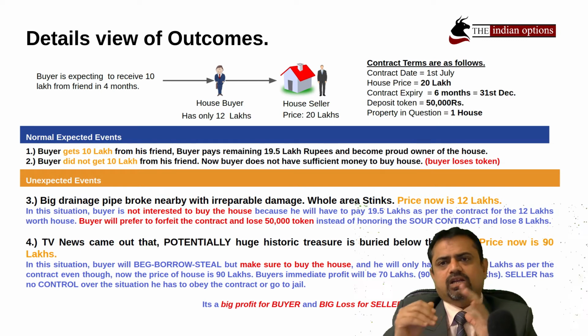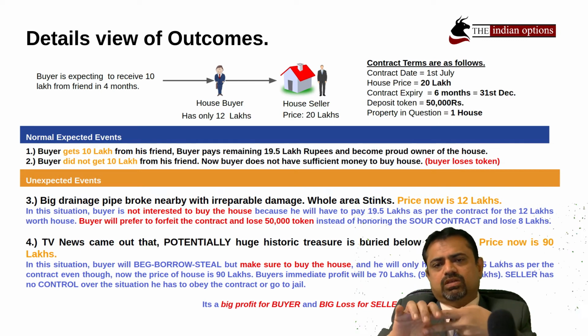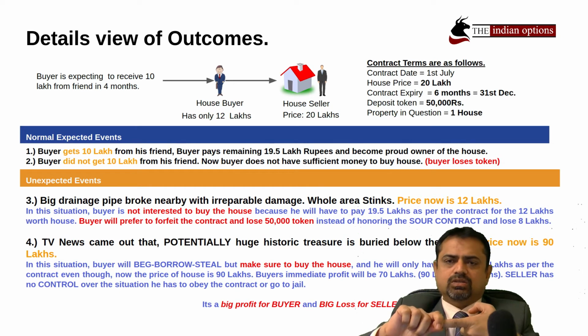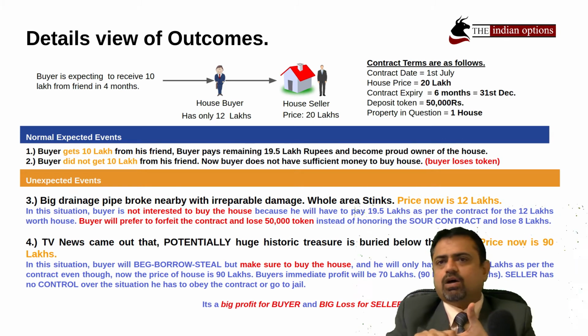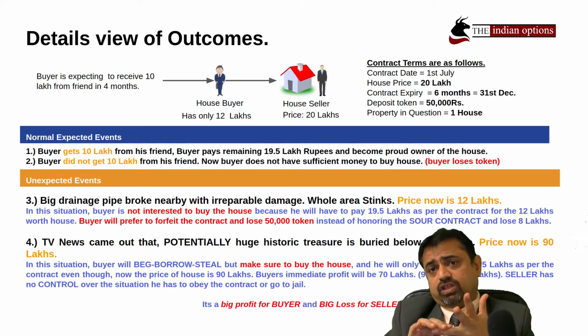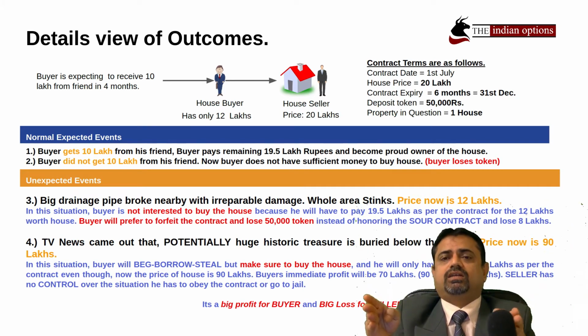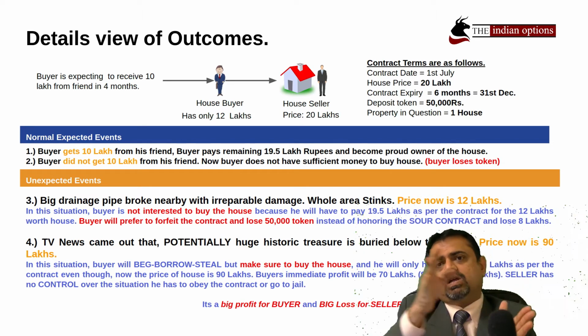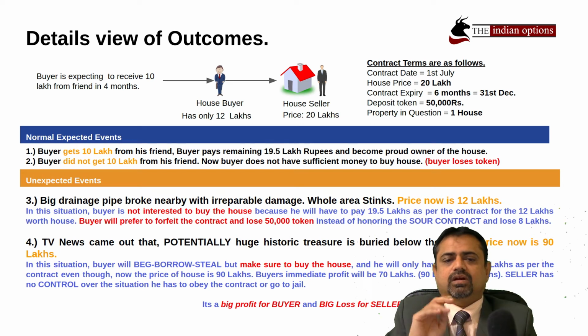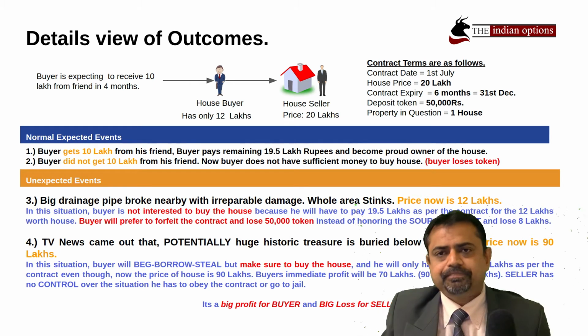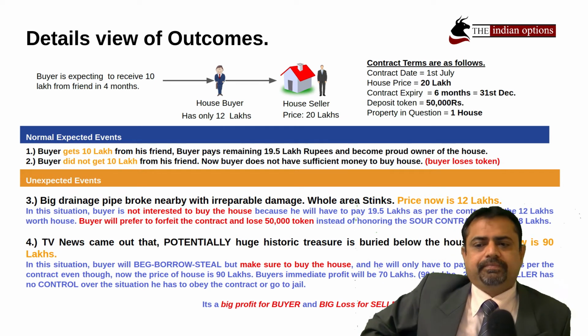Now, if you really look at it, the first 2 scenarios, the buyer purchasing the house or the buyer not purchasing the house, these were the normal expected outcomes of this whole scenario. Now the third and fourth events are unexpected things that happened during the course of the contract. The contract started 1st of July and ends in December, and within this time these 2 things happened. Now we'll take the scenarios one by one.